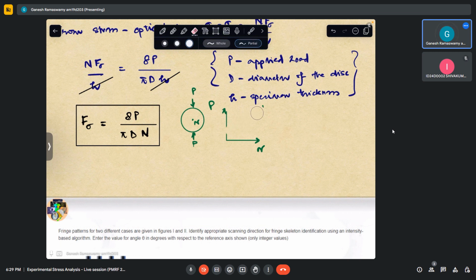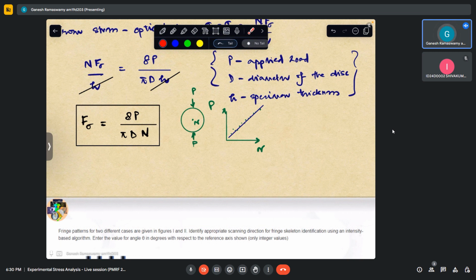Based on every p, they have one corresponding n. So they will be getting data points like this. Basically, they will fit a best fit line, and the slope of that line gives us the p by n value. Once p by n is given, we just have to multiply it with this constant 8 by pi d, where d is the diameter of this disk, and we will be able to assess what is the f sigma for that particular batch out of which this disk has been cut out.